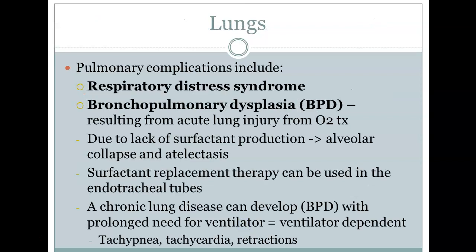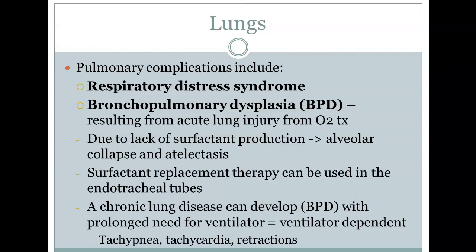Now we're going to move on to the lungs. Pulmonary complications can include respiratory distress syndrome and bronchopulmonary dysplasia, or what we refer to as BPD. And the latter is a result from acute lung injury from the oxygen treatment that they receive. So due to the lack of surfactant production, we know when surfactant starts to get produced is in those later stages of gestation. So obviously if they're born before surfactant has started to produce or before it completes its optimal level, they're going to have issues with alveoli collapse and atelectasis.